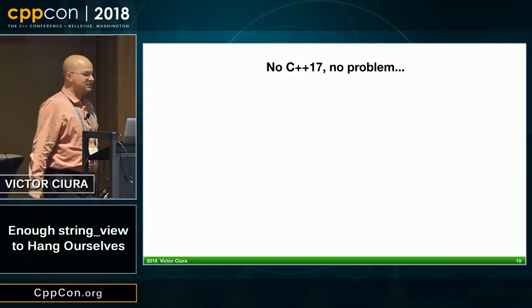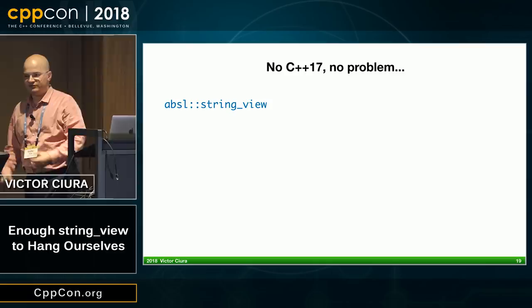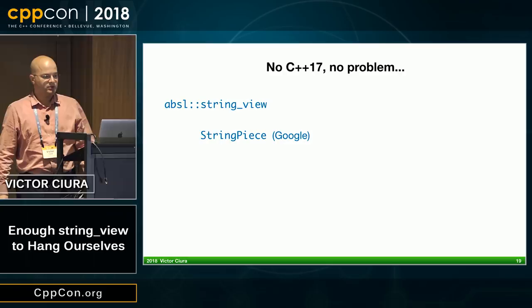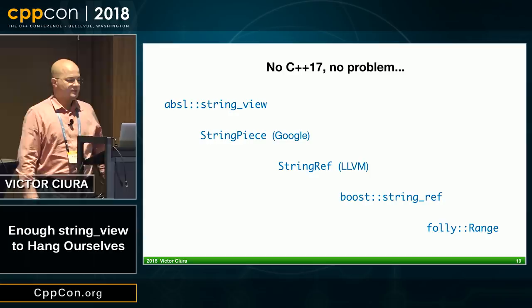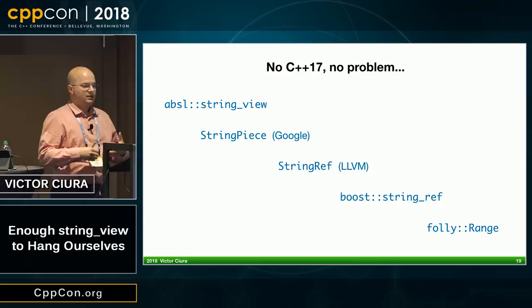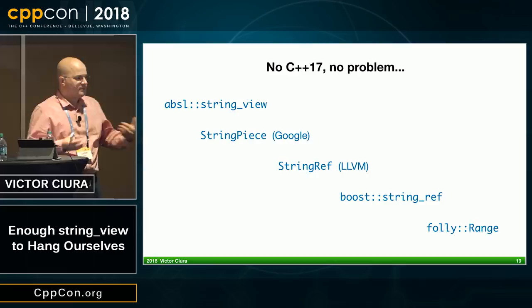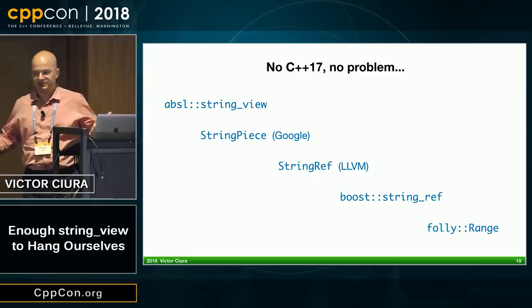So just in case you're not there yet, there are alternatives. We do have properly aligned interfaces similar to string view. For example, in Abseil, we have some older implementations like string piece from Google, string ref from LLVM, boost string ref, and folly range. So we've been doing this for a while as a community. We're just now barely trying to standardize on this and establish best practices and see what else we can figure out about the good and the bad things of using such a vocabulary type as string view, since now it's a standard type. So we've been doing this in some form or another.